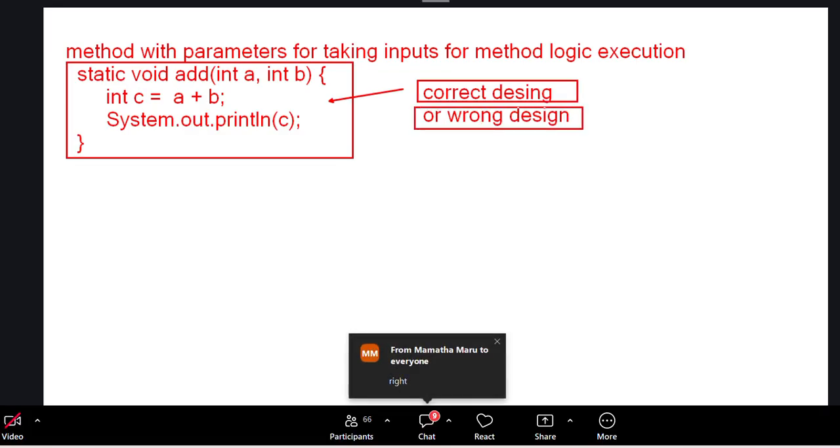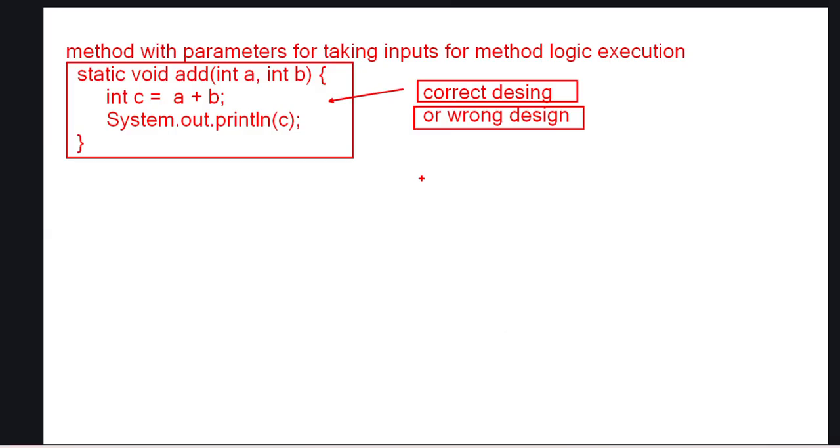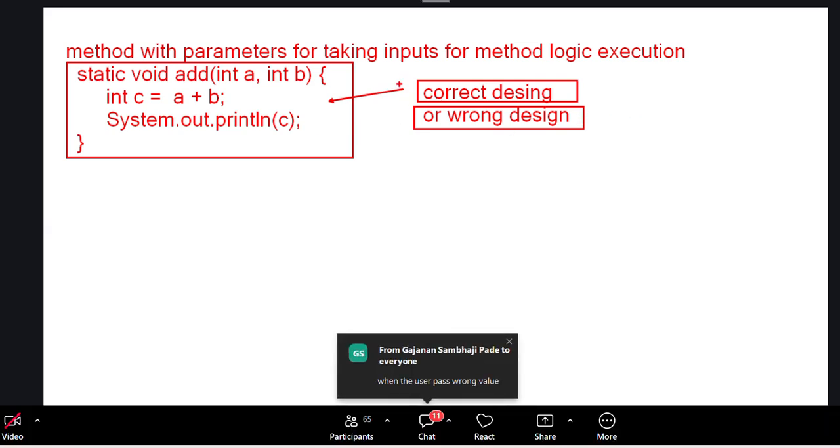Correct design? Why correct design? Justify your answer. Wrong design, Gajanan, why wrong design? Tell me now. Oh, I took the second option. A question is given, the second option is wrong design, that's why wrong design.